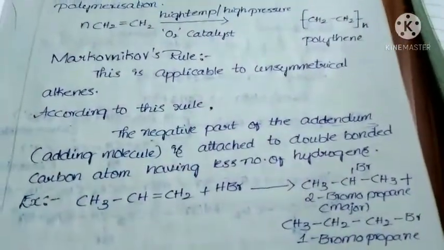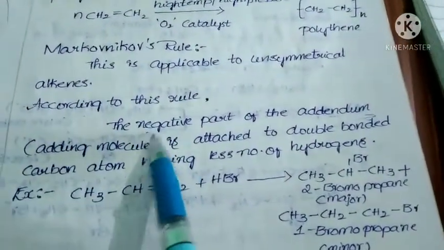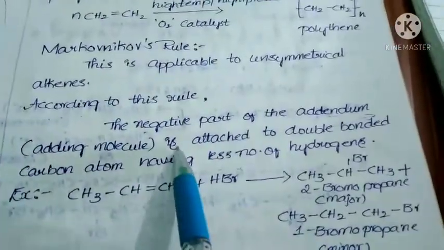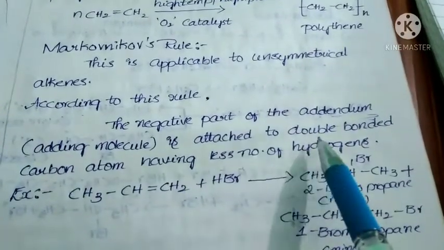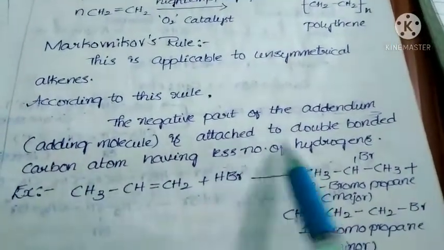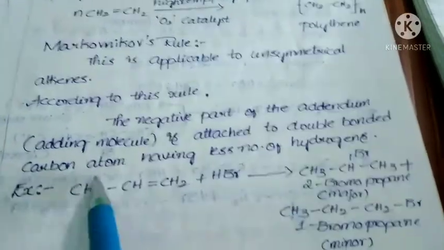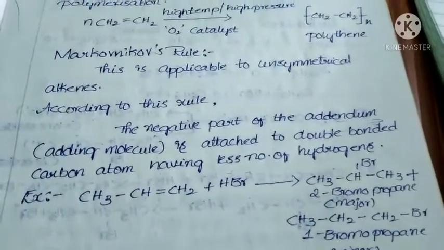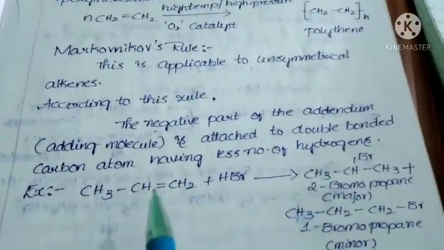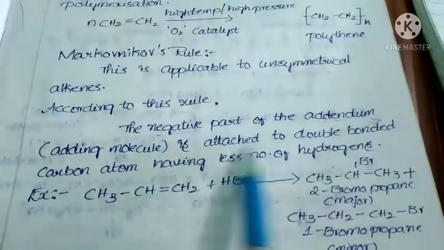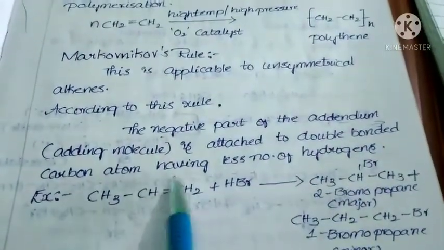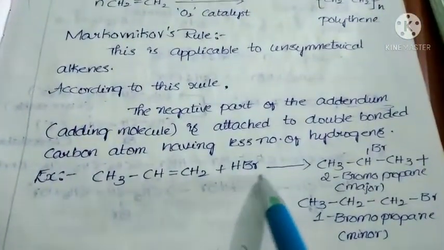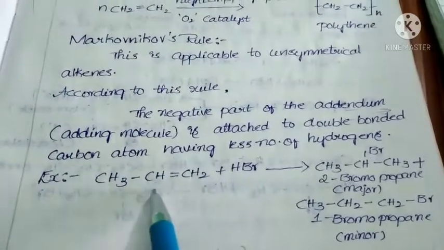According to this rule, the negative part of the addendum, that means the adding molecule, is attached to the double bonded carbon atom having less number of hydrogens. What is the statement here? The negative part of the adding molecule is attached to the double bonded carbon atom having less number of hydrogens. See, this is the addendum because it is going to add to this compound.